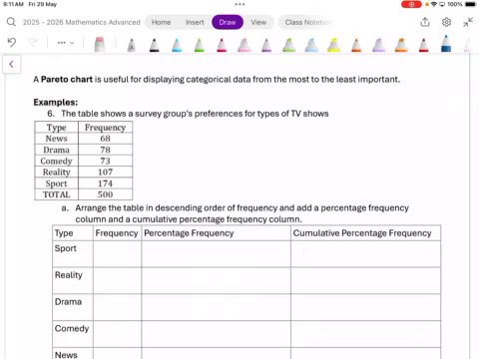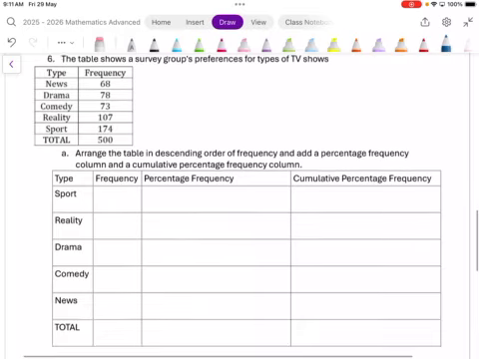We have the table shows a survey's group preferences for types of TV shows. So we have that the news 68, drama 78, comedy 73, reality 107, and sport 174. And there was a total of 500 people that were surveyed for this.